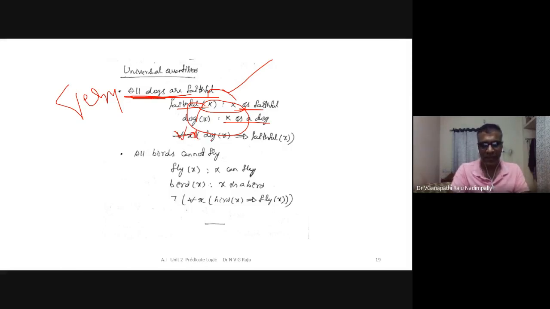All dogs are faithful. If it happens, this will happen, so we can take implication: dog of x implies faithful of x. Now, you will be in frustration if you look at it like this, but directly you can write this term as this one. All dogs are faithful can be written as for all x, dog of x implies faithful of x. It is a syntax.